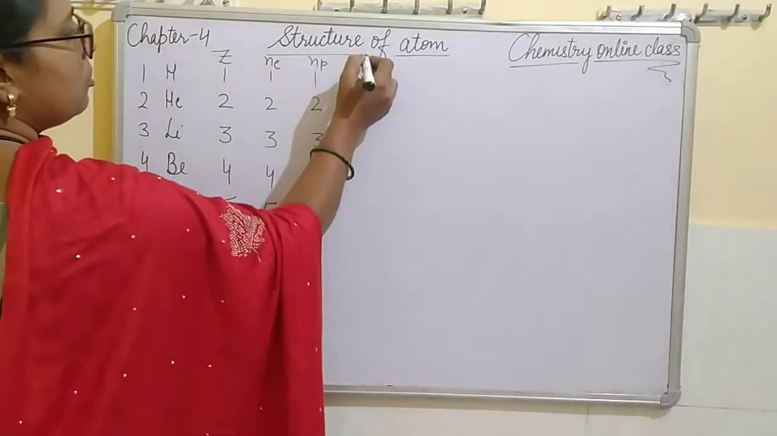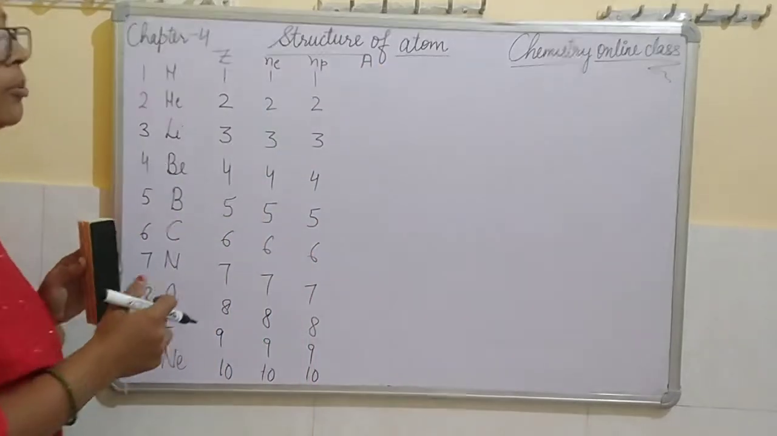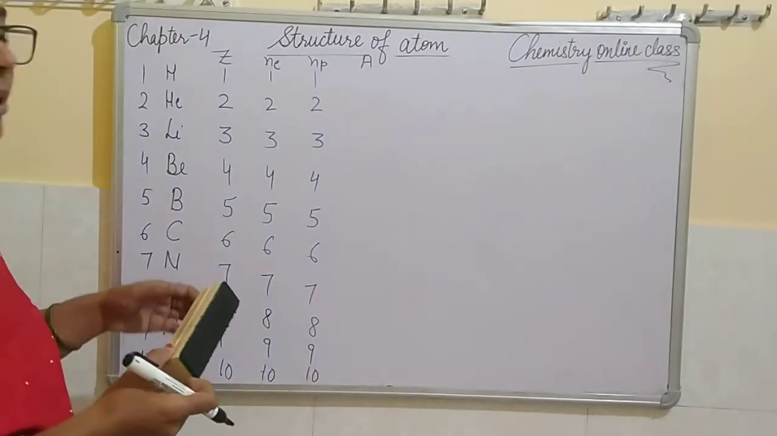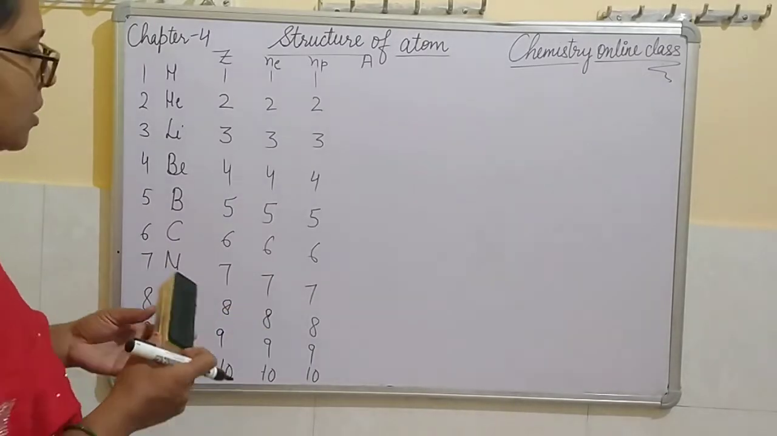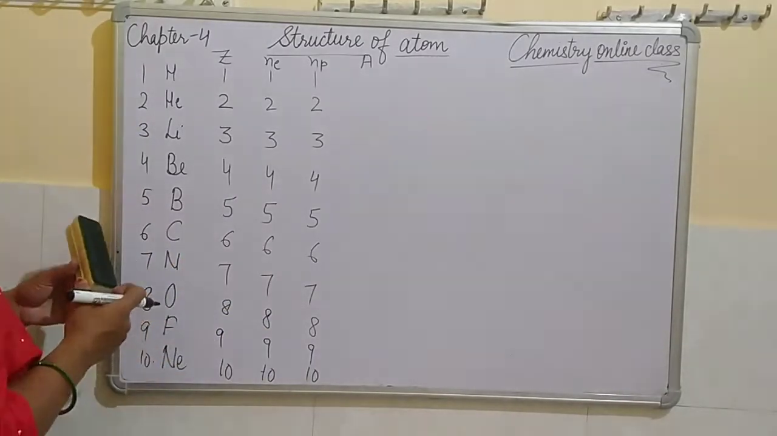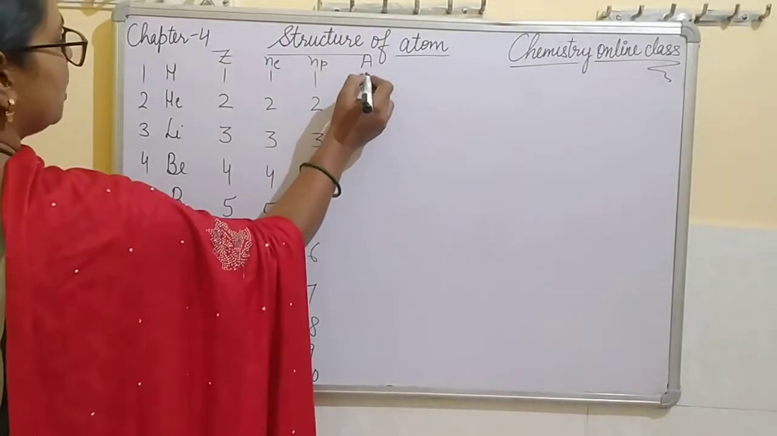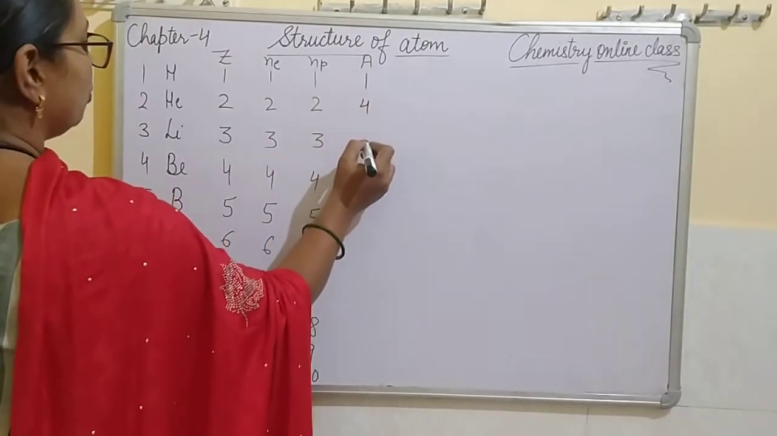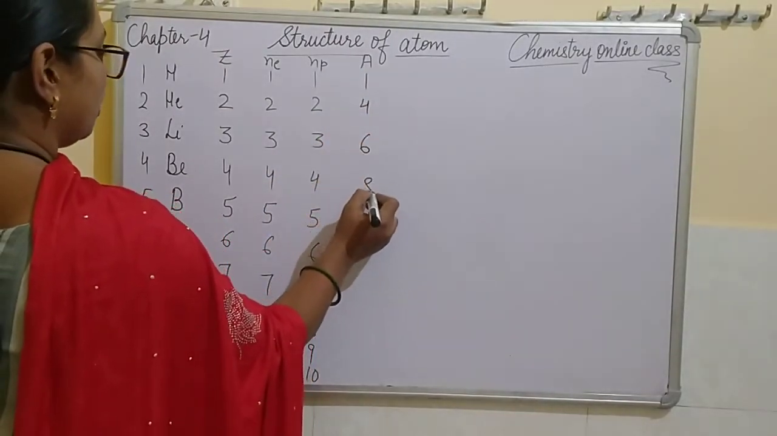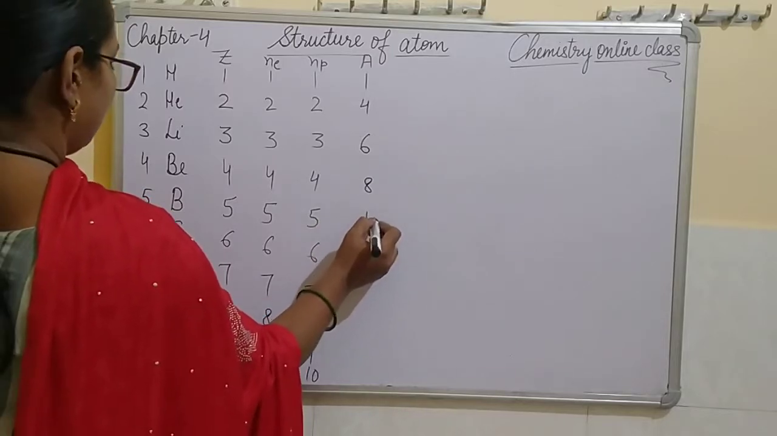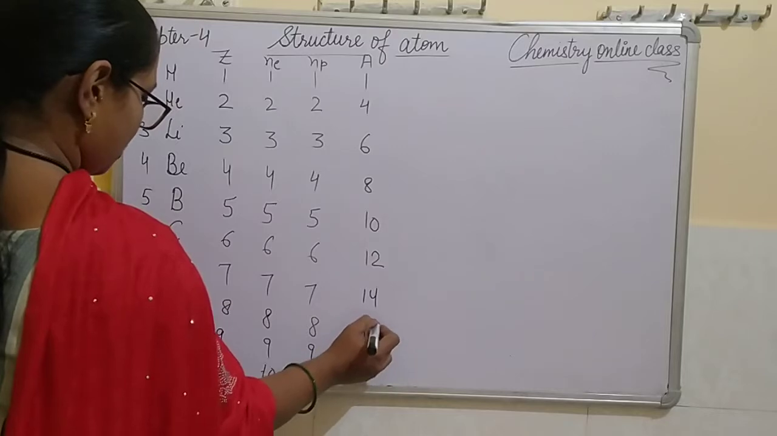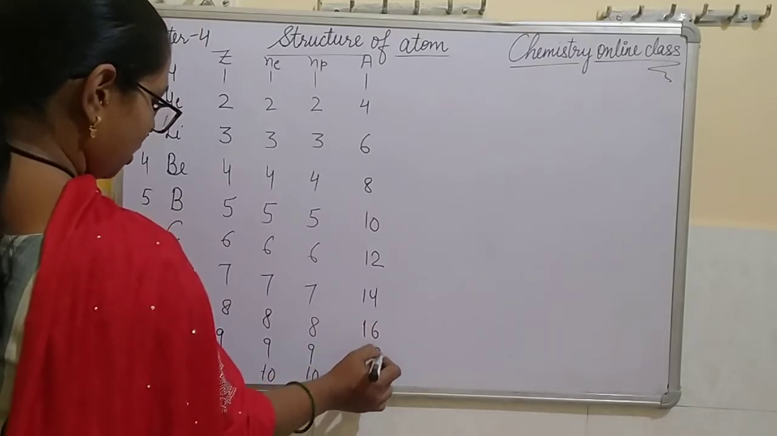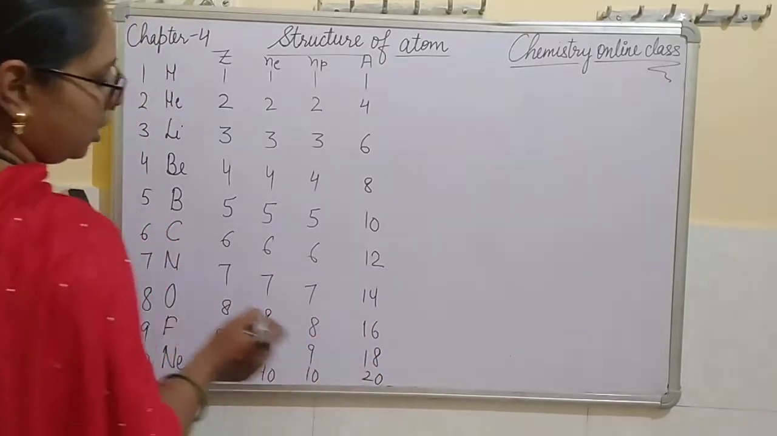Now about atomic mass number. Atomic mass number is either the double of atomic number or greater than this. For these elements, the atomic mass number is, here it is 1, then 4, then 6, then 8, then 10, 12, 14, 16, 18 and 20.